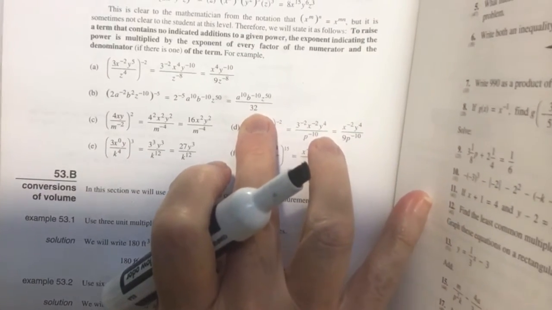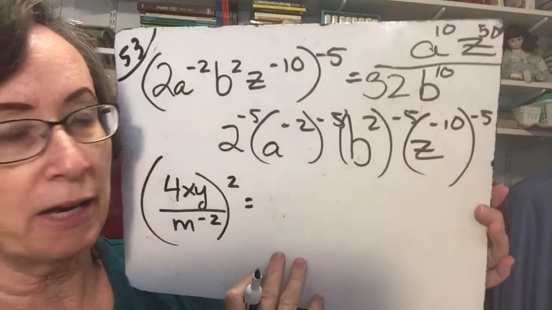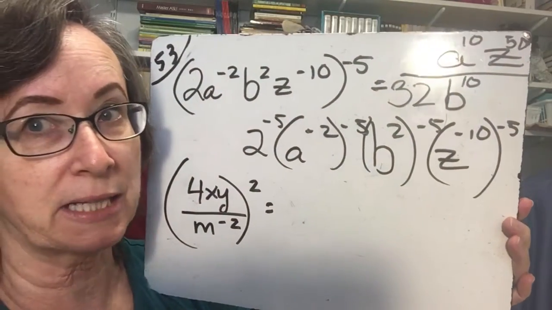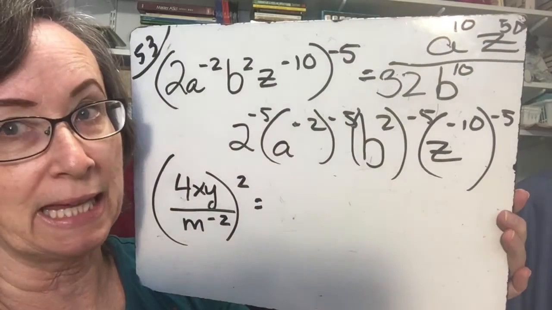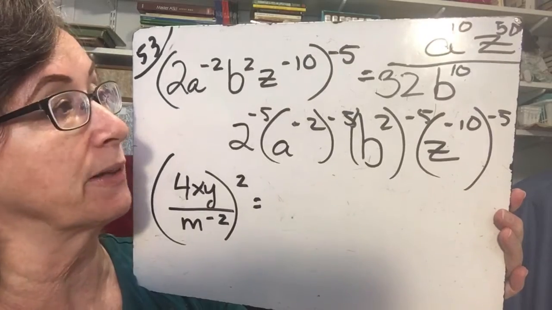Let's see what the book leaves. Okay, so the book is leaving it with a to the 10, b to the negative 10, z to the 50. So they're leaving everything in the numerator, which is fine. So the book's answer is right there. But in my answer, I took the b to the 10 downstairs. So you'll see, usually in higher math, we're going to leave positive exponents everywhere. But in your book, they may be wanting you to put all the variables in the top, which is fine.